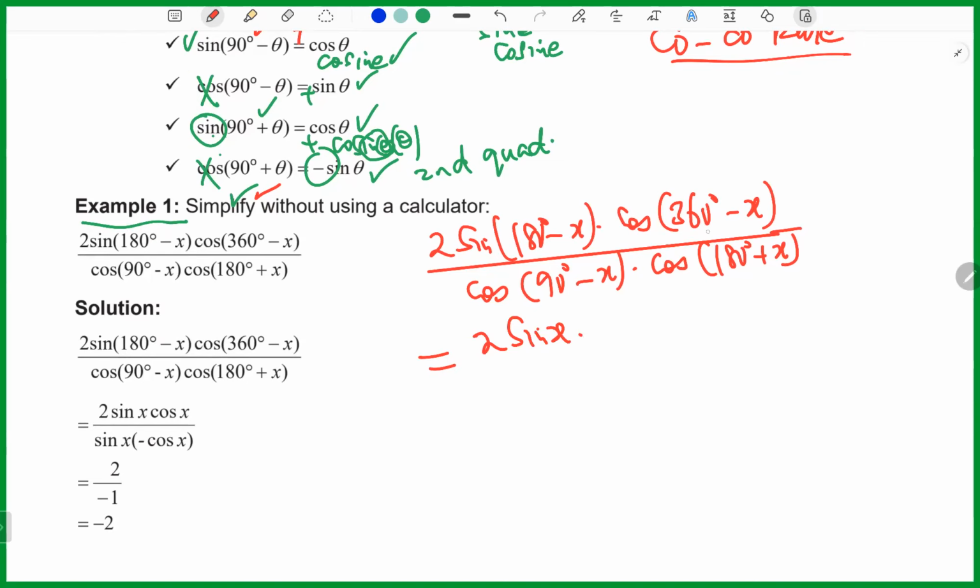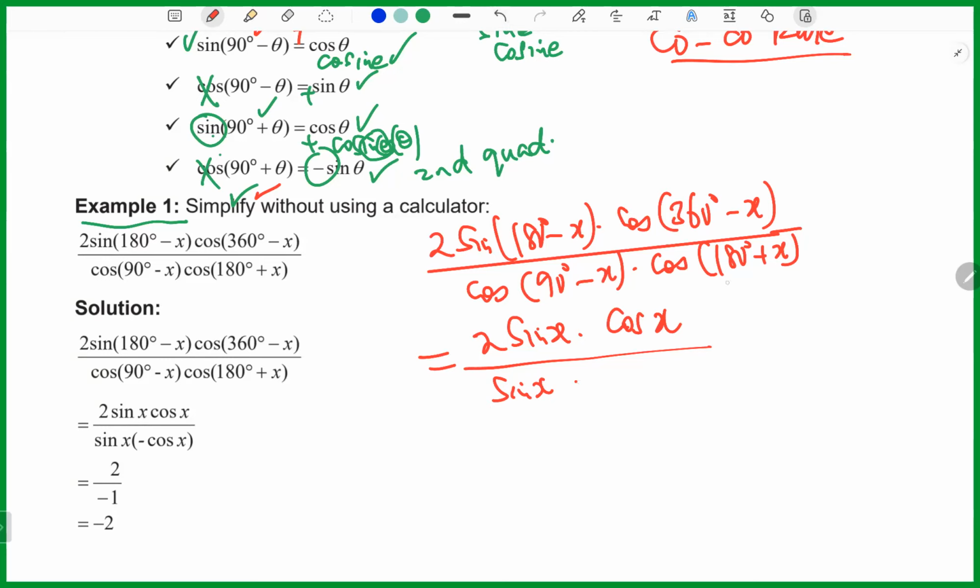360 minus, we saw that this one is actually in the fourth quadrant. And in the fourth quadrant, the cosine is positive. 90 degrees minus is in the first quadrant. In the first quadrant, all the trigonometric functions are positive. But this one uses the co-rule. You remove the co, and we are going to be left with the sine of x. Okay, we continue like this.